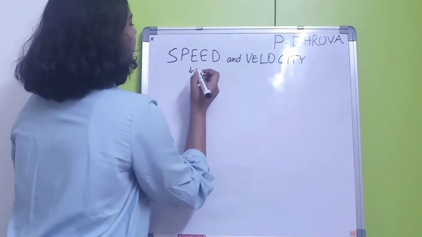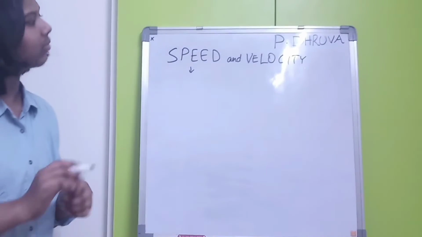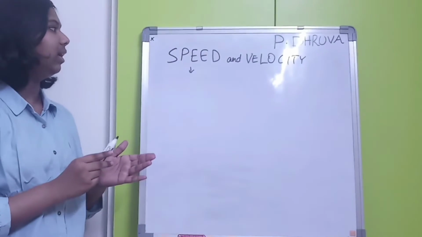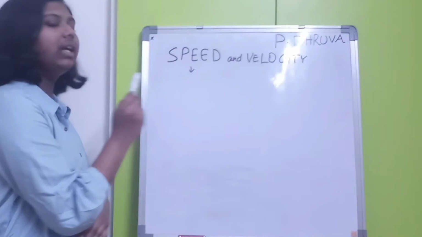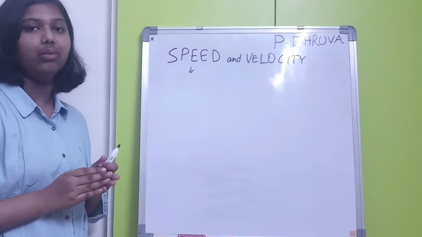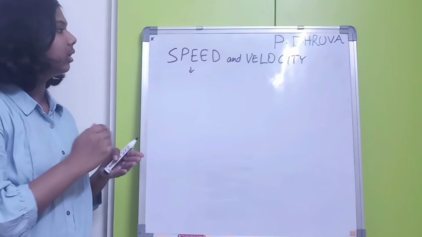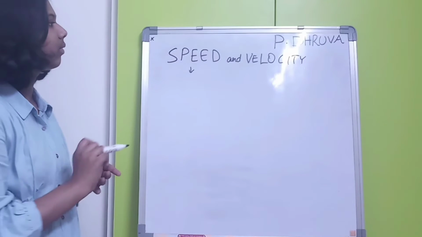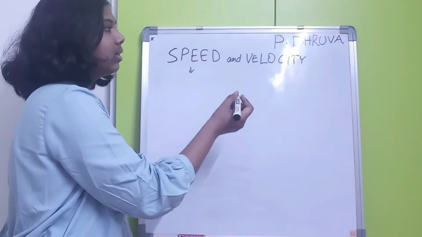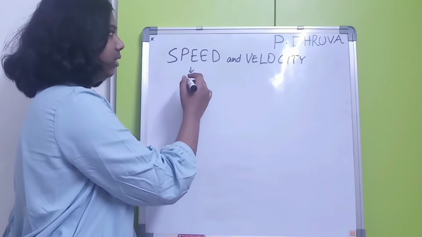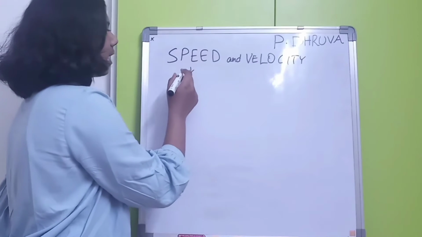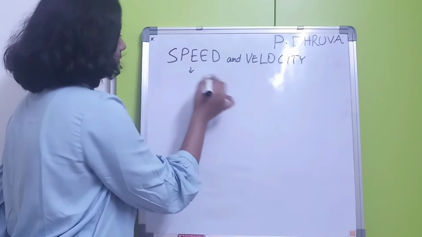First it is speed. Speed is referred to as the rate at which an object covers a given distance. And velocity is a simpler word for speed. Speed is calculated as distance by time. We will know about it.